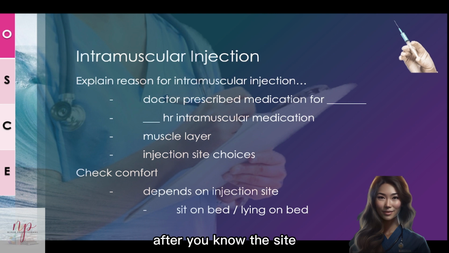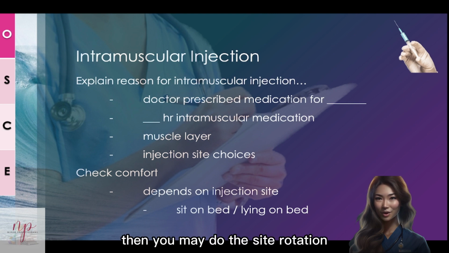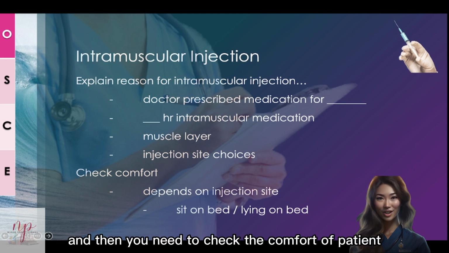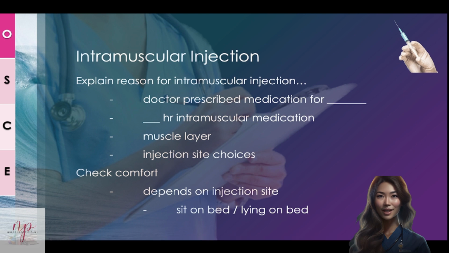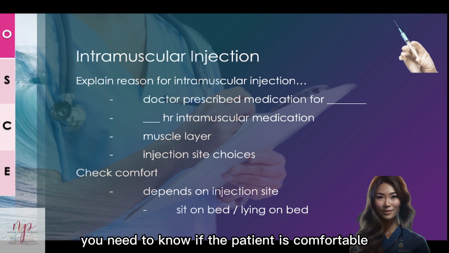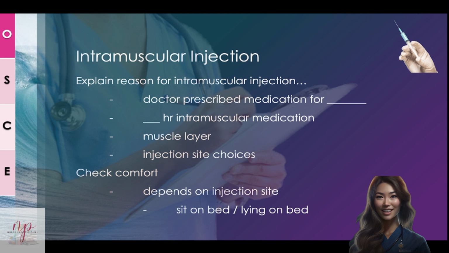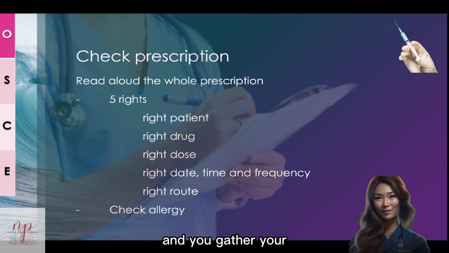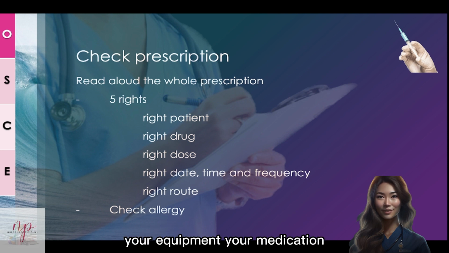After you know the sites, then you may do the site rotation. If last time it was given in the right arm, then this time you can give it in the left arm, something like that. And then you need to check the comfort of patients. After you position the patient, you need to know if the patient is comfortable in this position now. Alright, after that, you leave the patient and you gather your equipment and your medication.